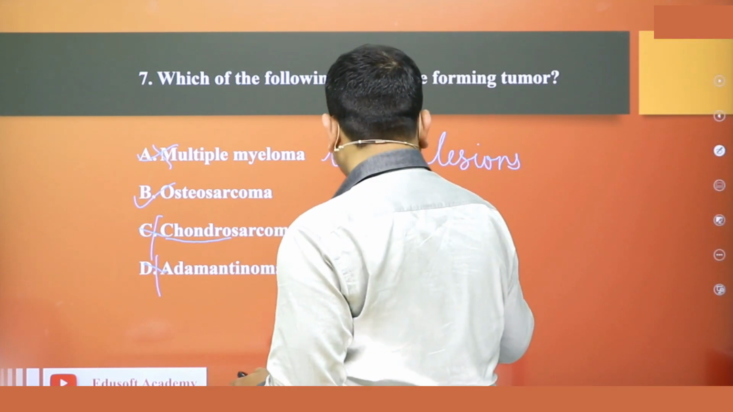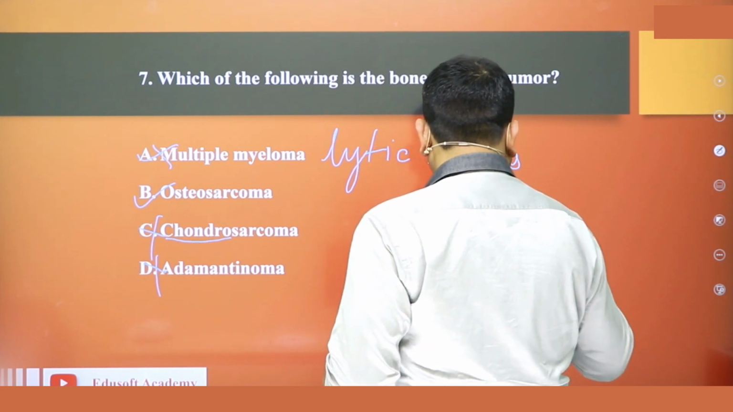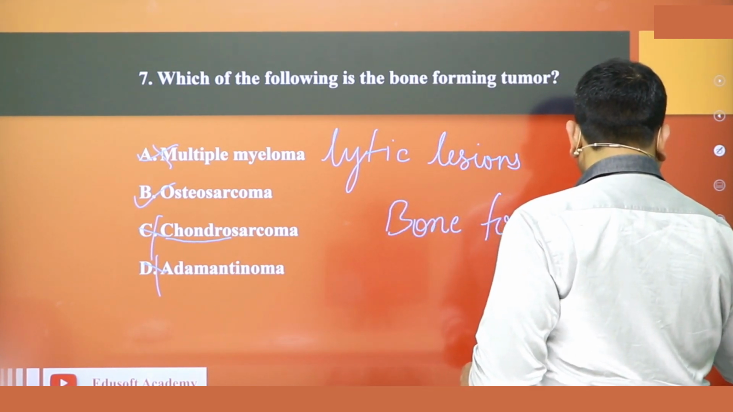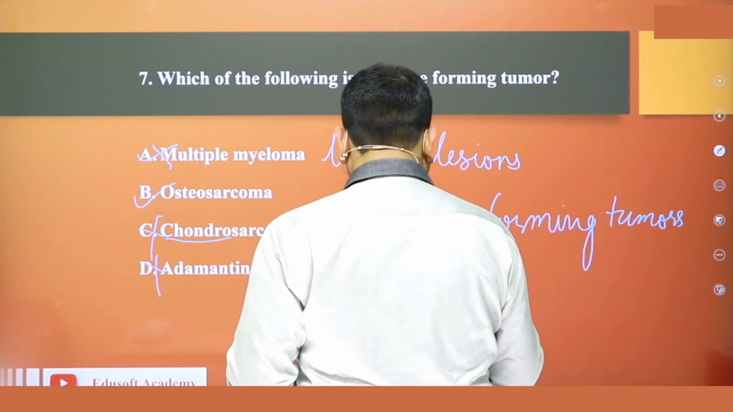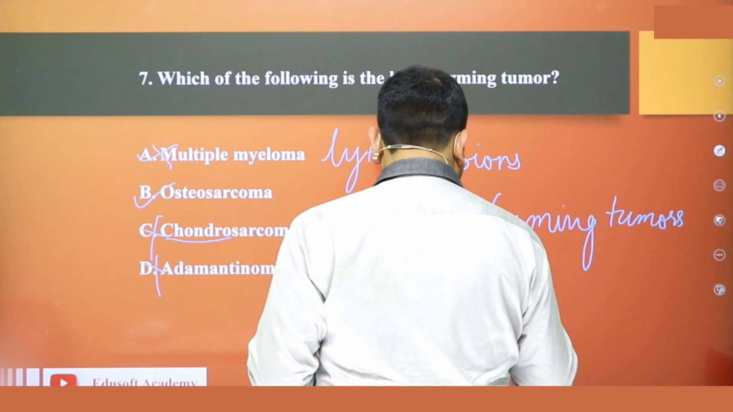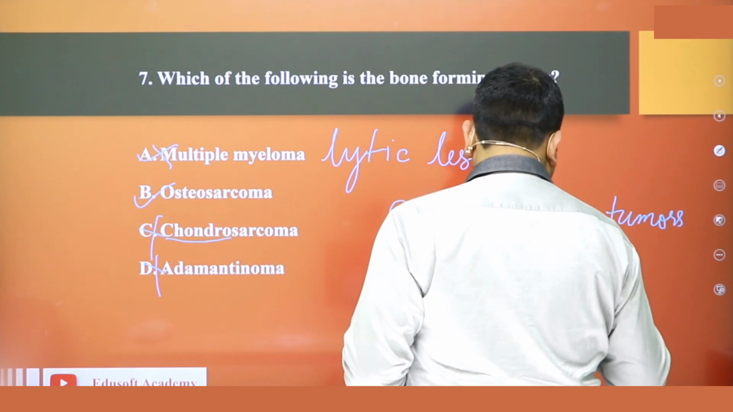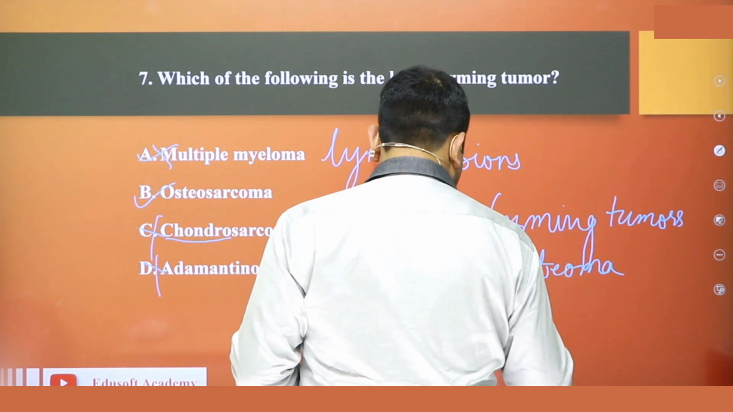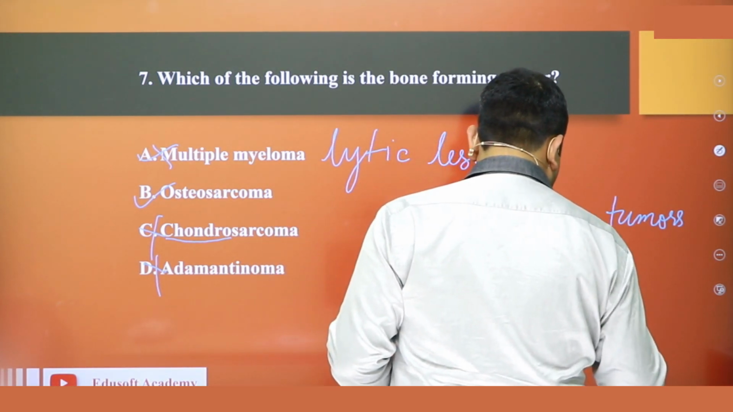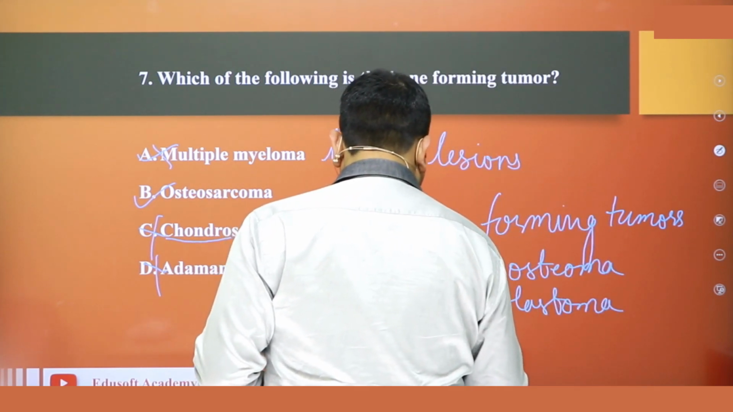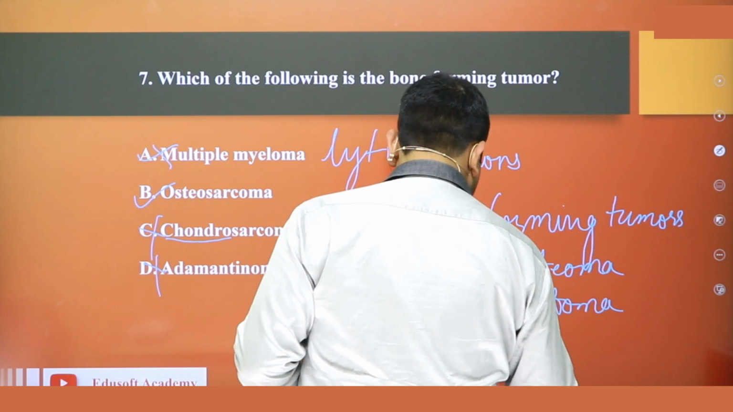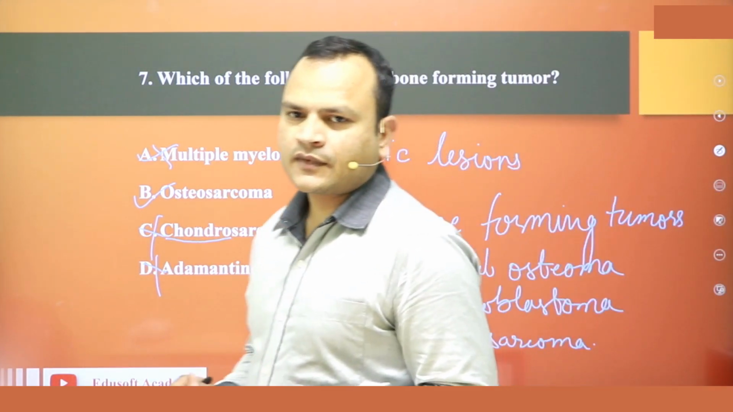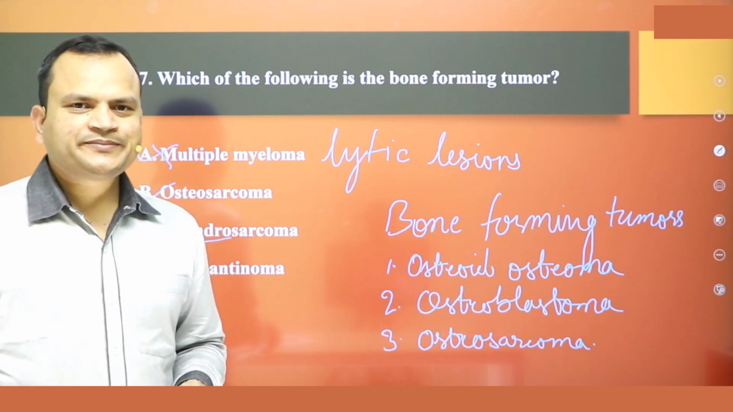So remember, the bone forming tumors are only osteoid osteoma, osteoblastoma, and osteosarcoma. Let's come to the next question.